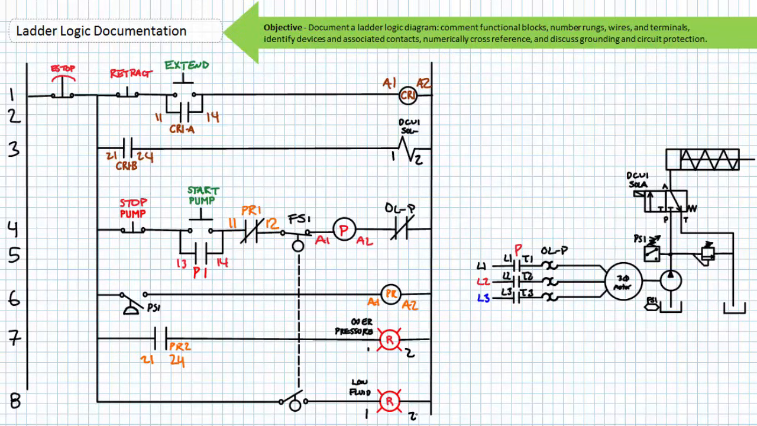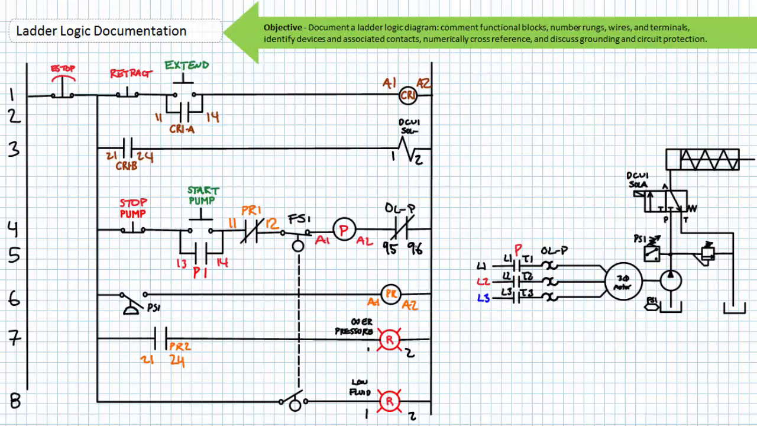Overload contacts have their own unusual means of numbering. Ordinarily, normally closed overload contacts are identified by the terminal numbers 95, 96. And normally open overload contacts are identified by terminal numbers 97 and 98. Since the OLP contact is normally closed, this would be assigned terminal numbers 95, 96.